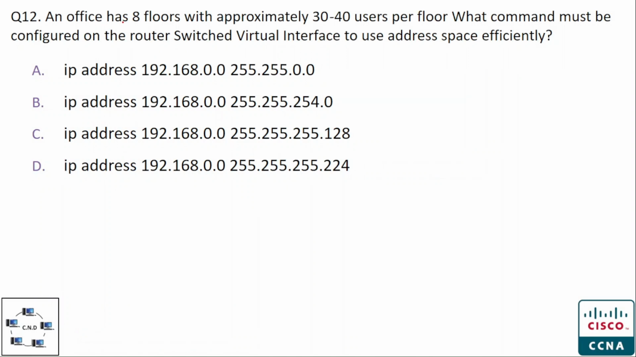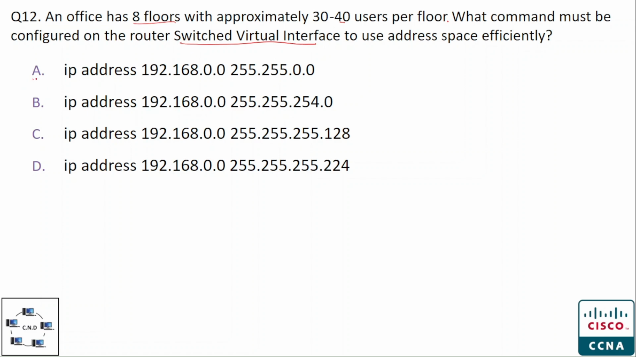Question number 12. An office has 8 floors with approximately 30 to 40 users per floor. What command must be configured on the router switched virtual interface to use address space efficiently? So we have 8 floors, and each floor has a maximum of 40 users. Basically the question is about how many IP addresses you would require and which command would suffice.